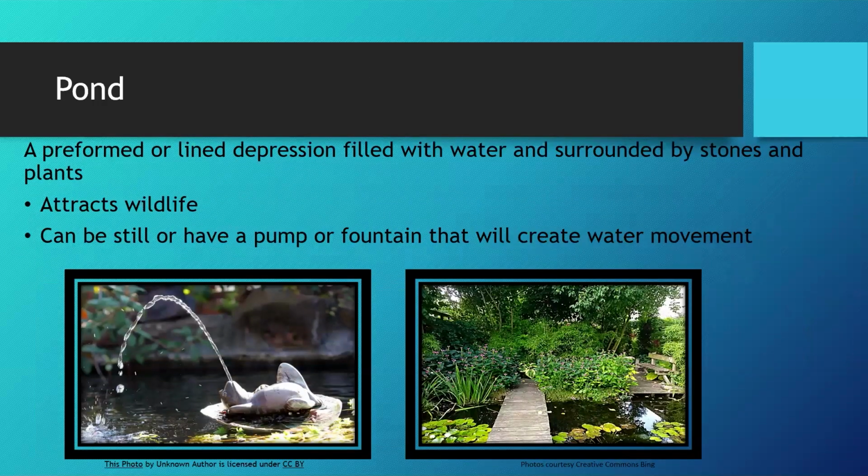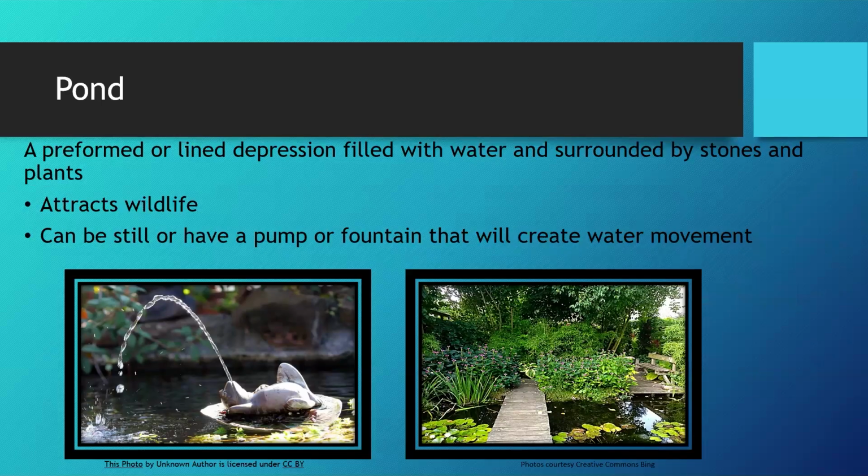Pond. Maybe you just want a garden pond. Well, a garden pond is created by digging a shaped depression and using a preformed liner, as I showed on the previous slide, or a liner system that can be filled with water, surrounded by stones and plants for an attractive focal point. Now, this kind of pond naturally attracts wildlife.